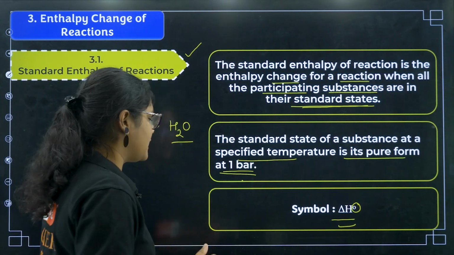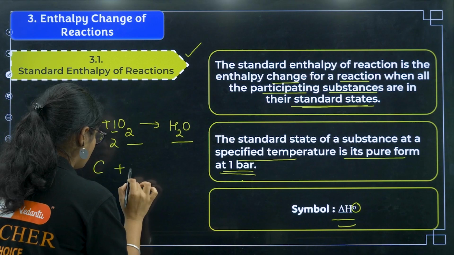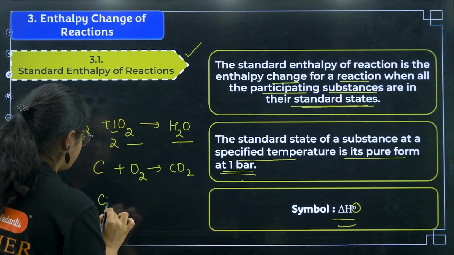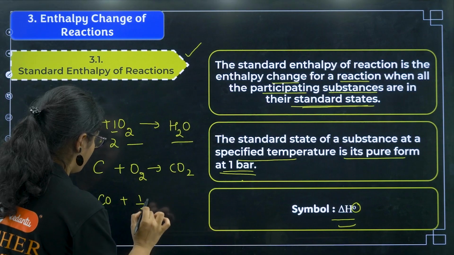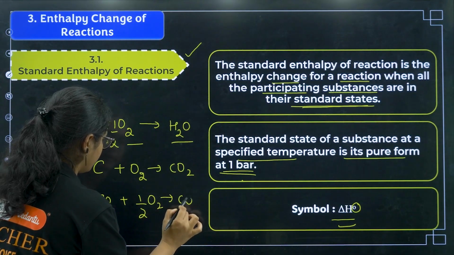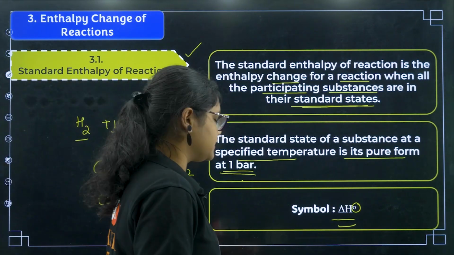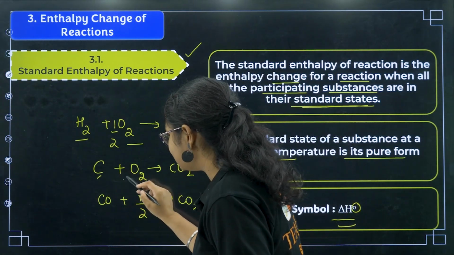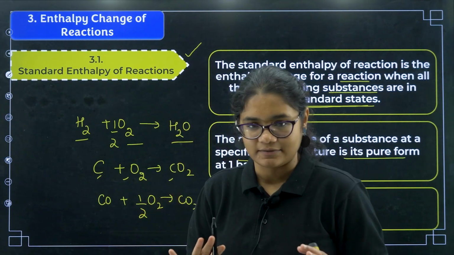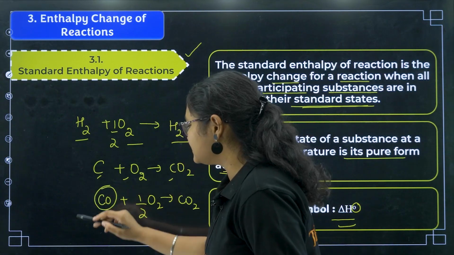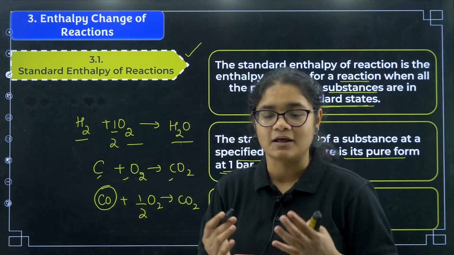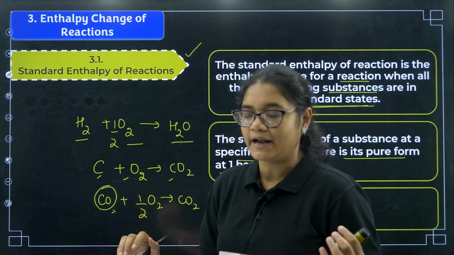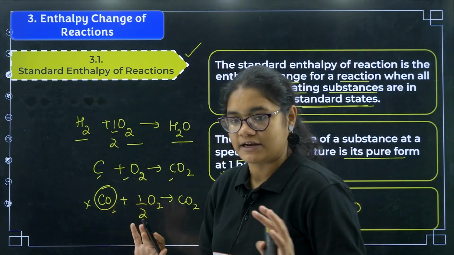Like for example, if I want to calculate C plus O2 giving me carbon dioxide. Now we can also write CO plus half O2 is equal to carbon dioxide, right? But which reaction will give you the standard enthalpy of formation? Now see, here the elements are in their standard state, right? But here carbon monoxide is not in the standard state. Carbon can exist independently. It doesn't have to exist always with O, right? So this is not the standard state of carbon.